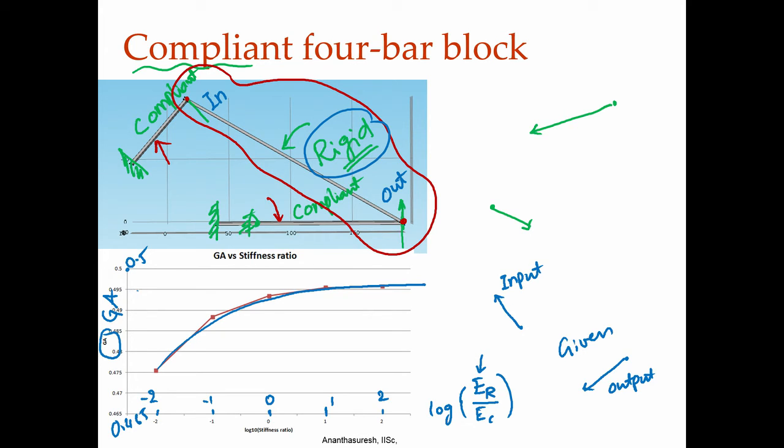already 0.495, approaches little more than 0.495. So, relatively rigid means that if you make it 100 times, that is good enough. If you make it 10 times, that is somewhere here, that is also good enough, because the difference in the geometric ratio from here to here is very little.